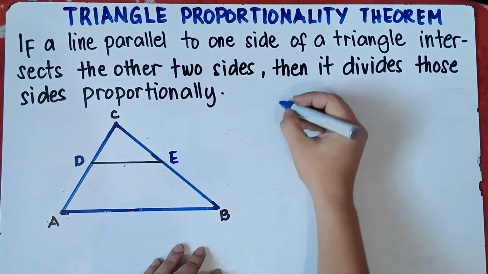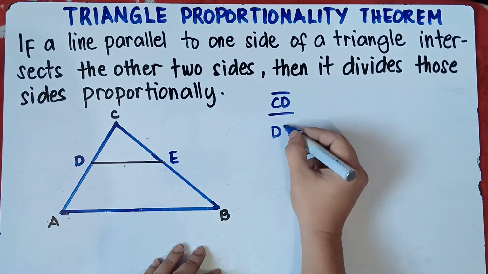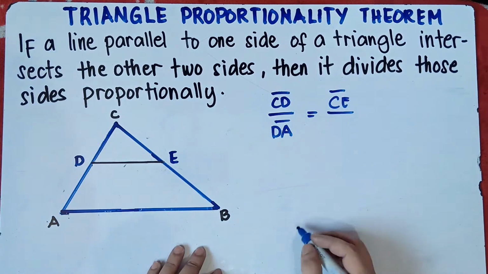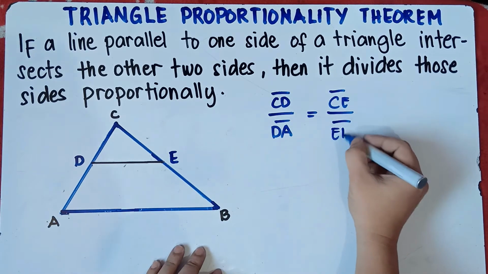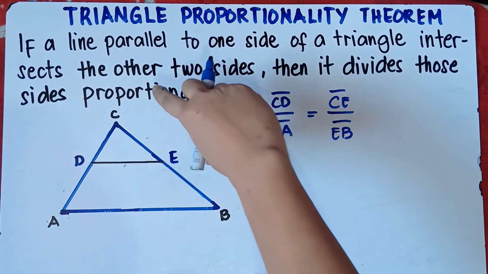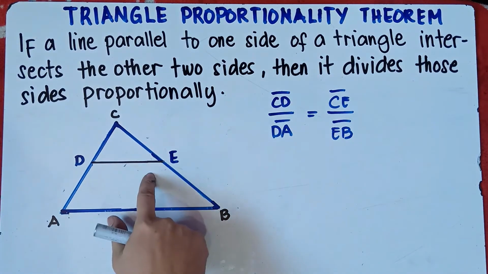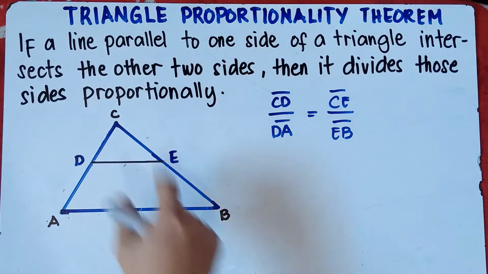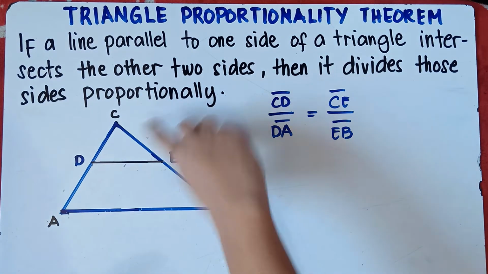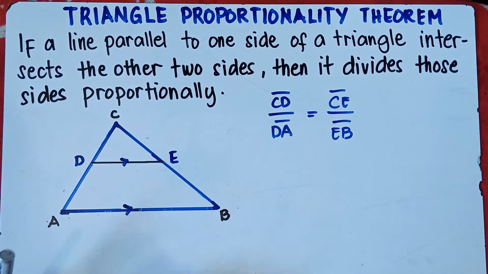So let's make a proportion. We can say that line segment CD over line segment DA is equal to line segment CE over line segment EB. So once again, class, the ratio of this side will be equal to the ratio of this side. That's according to the theorem, class. If you draw a line that is parallel to this line, then we can make proportions. The ratio of this side will be equal to the ratio of this side. So this line, once again, is parallel to line segment AB.